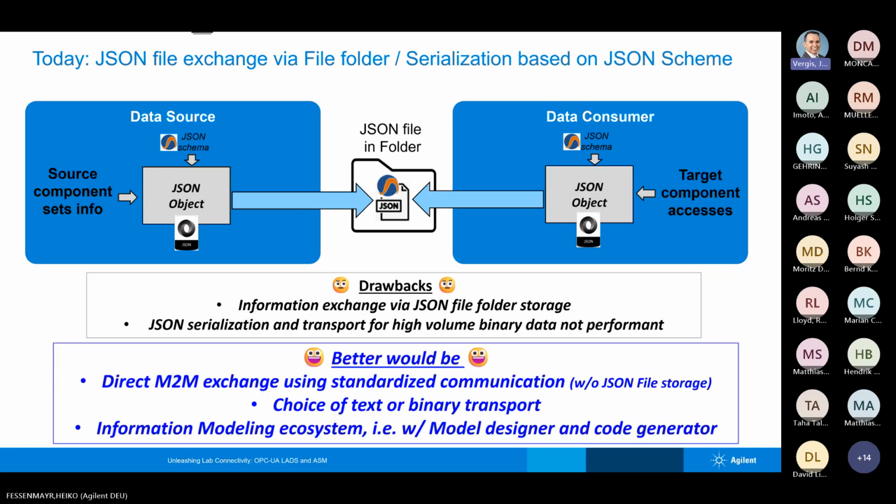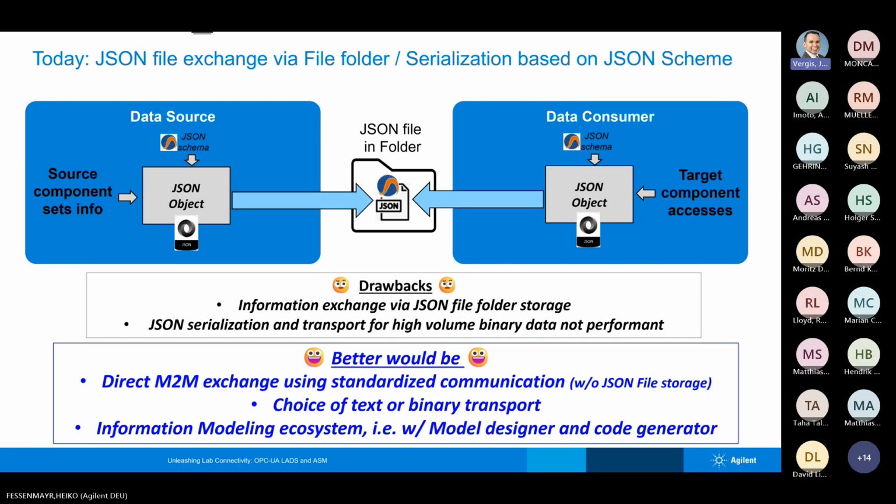Better would be, first, the possibility of direct machine-to-machine exchange of data without a persistence file in between. Then, for high volume data, you would like to have the choice of binary transport, but for other reasons you might want to use a text or JSON-based format, since the consumer can easily handle JSON information but not binary. And then you also want an ecosystem around the data modeling.